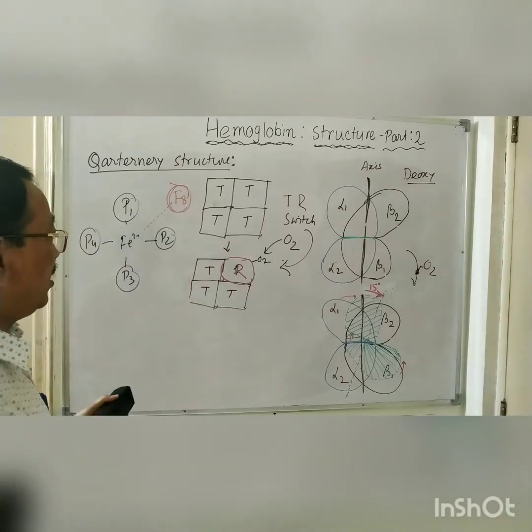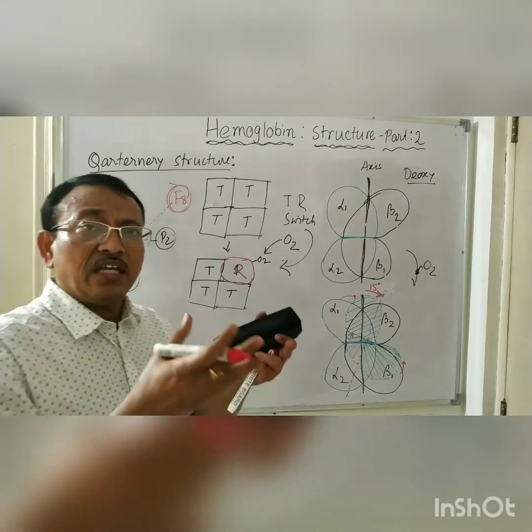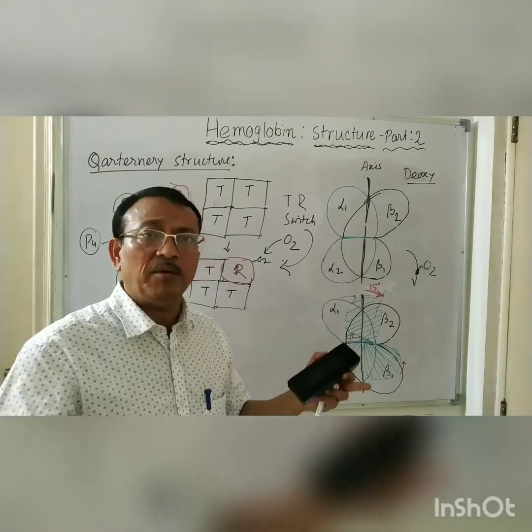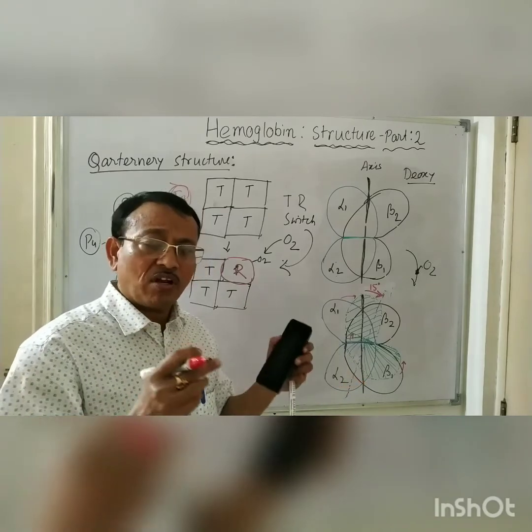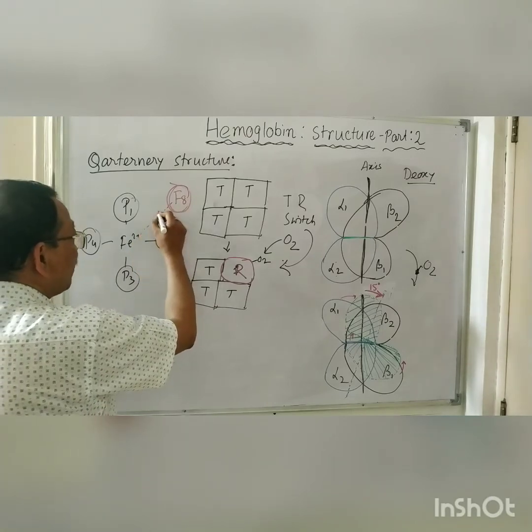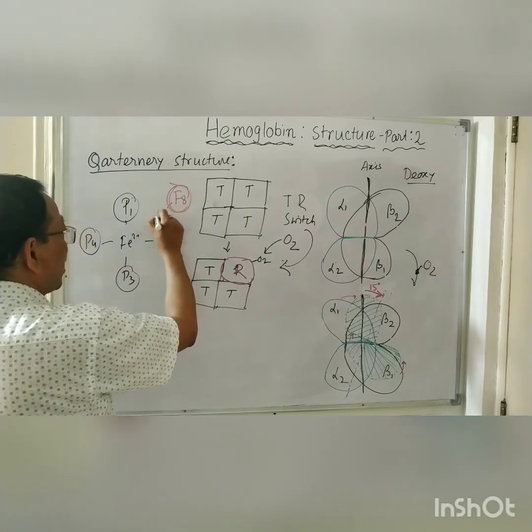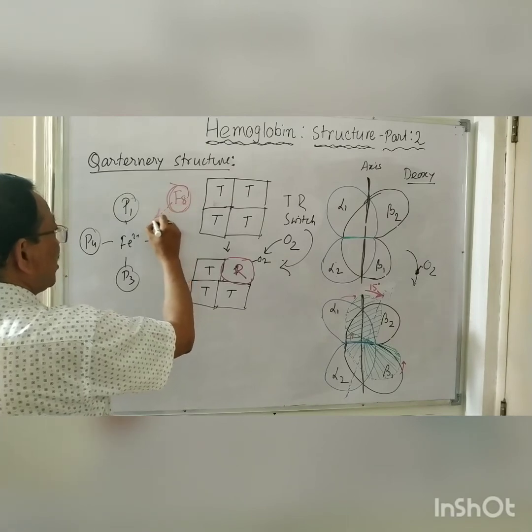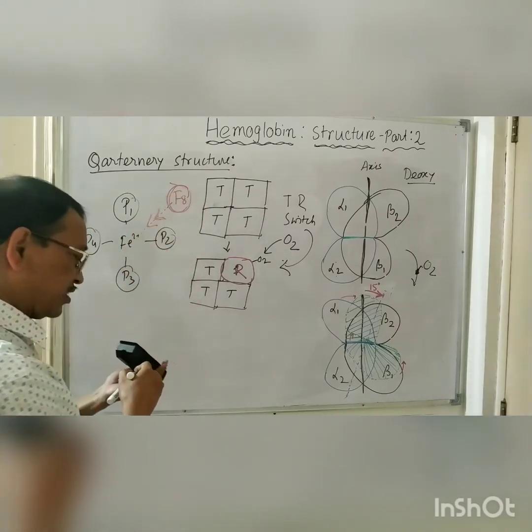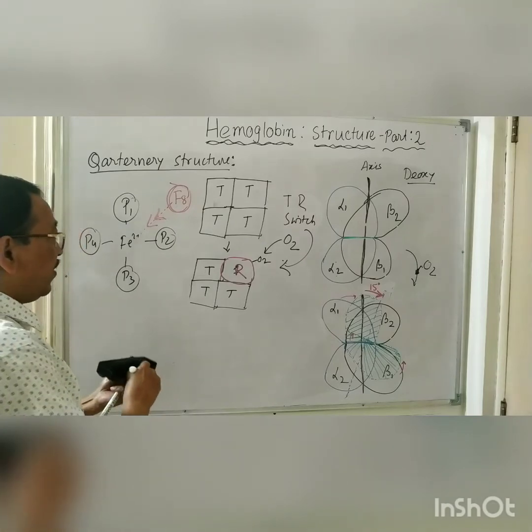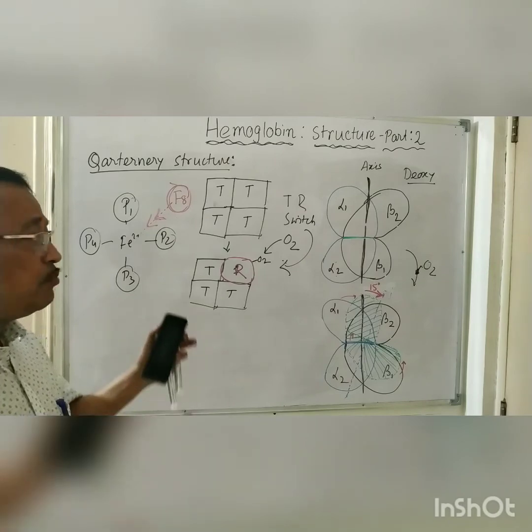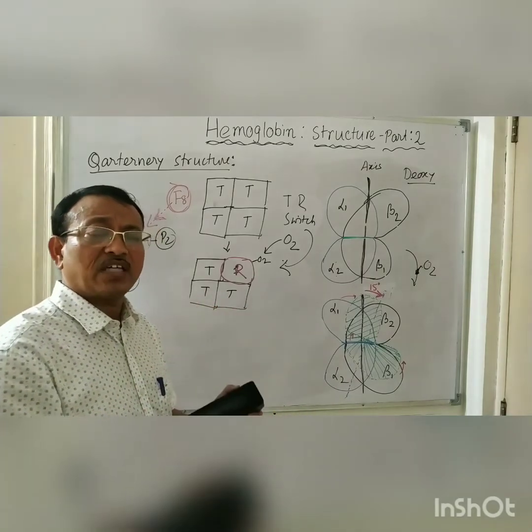Now what's happened? Once the ferrous ion comes to the same plane as the heme ring, this ferrous ion will pull the F8 towards it. So F8, the proximal histidine, will be pulled towards the ferrous ion. And because of this pulling, what happens?